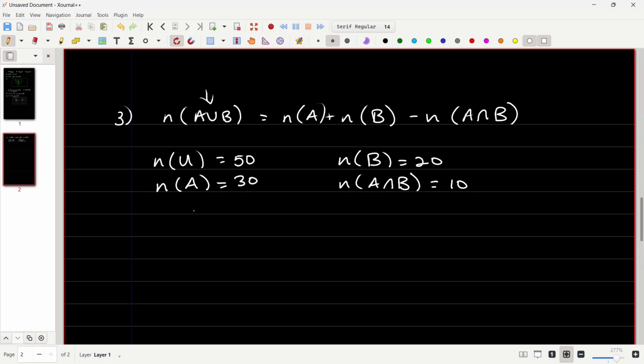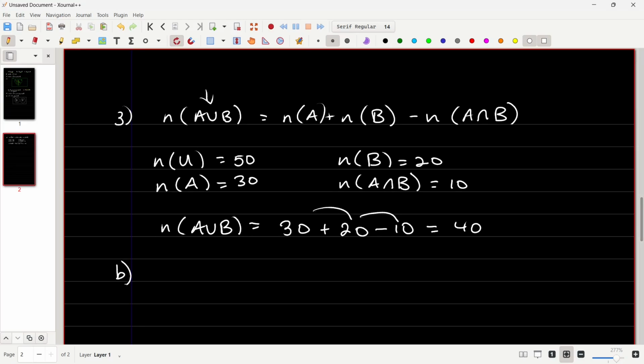This is the union. So we say n of A union B would be equal to 30 plus 20 minus 10, which means we get 50 minus 10, which is 40. So 40 students take either or.